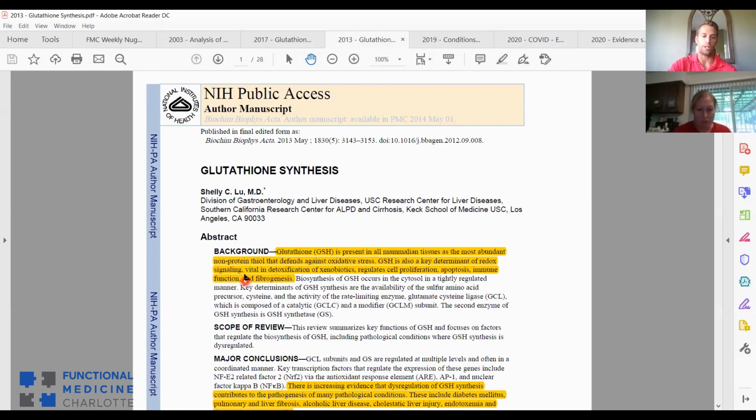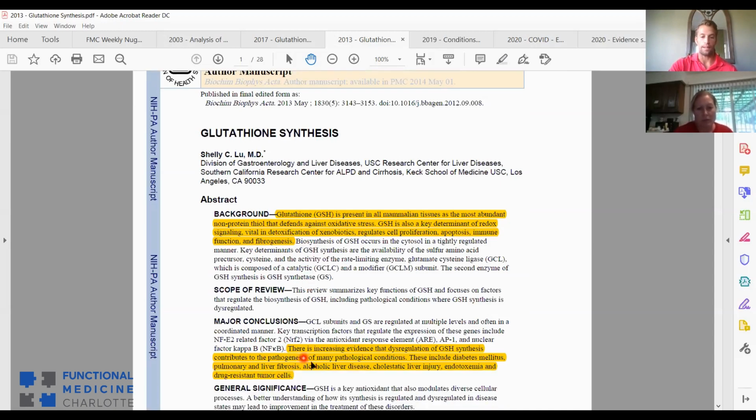And fibrogenesis. So glutathione plays a role in the production of scar tissue. So if you have a surgery and you need to heal, you need to form scar tissue, you need glutathione to heal properly. There is increasing evidence that dysregulation of glutathione synthesis contributes to pathogenesis of many pathological conditions.